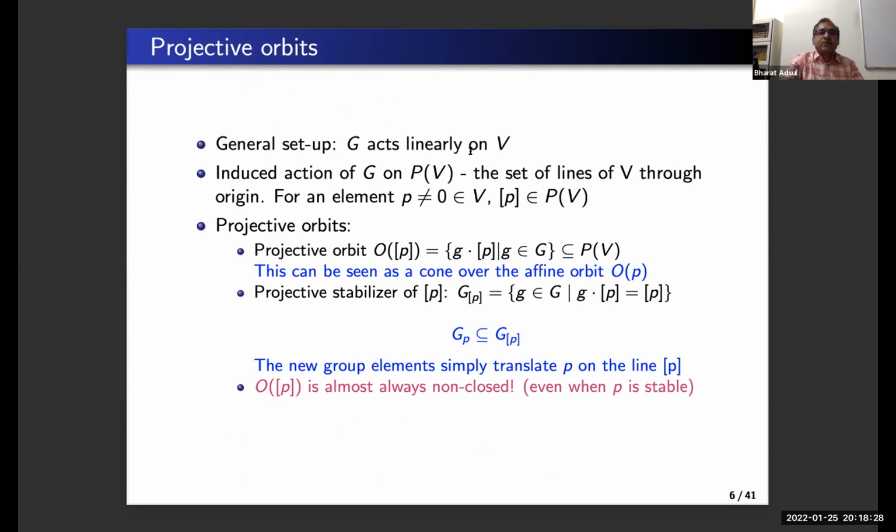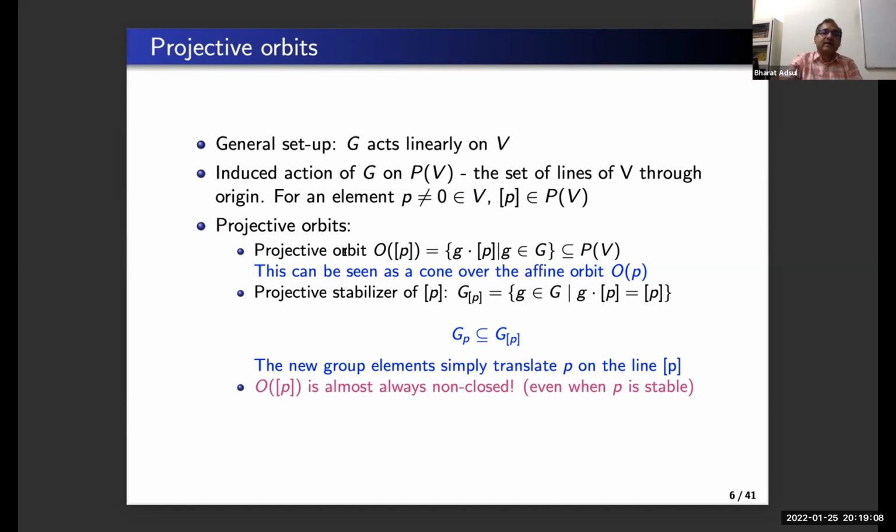And so given this group action on V, which is linear, it also naturally induces the action of this group on the associated projective space. So PV is the set of lines in V which pass through the origin. Because lines move to lines, I have an associated action of this group G on this projective space. So given a non-zero element P of this V, I'm going to denote by the square bracket the line passing through P. So that's the projective point associated to the point P in the vector space, right?